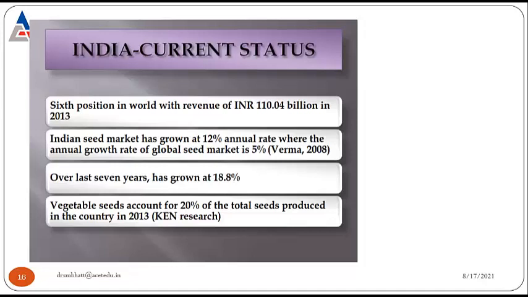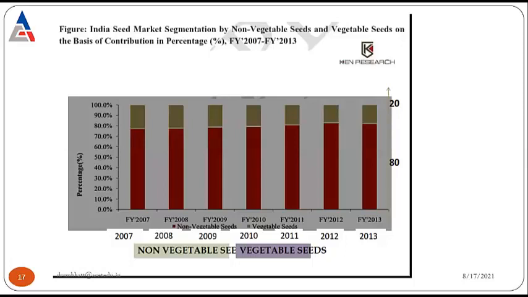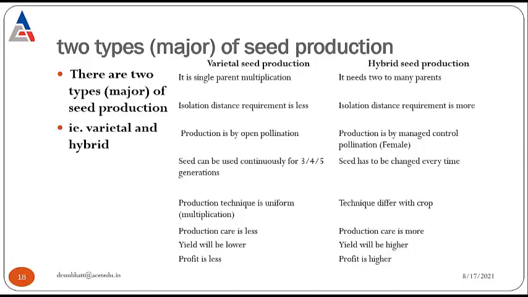Vegetable seed accounts for 20% of the total seed produced in the country in 2003, right? Okay, so you can see various kinds of vegetable seeds and other seeds are now produced in our country, and this is continuous growth from 2007 to 2013. And there are two types of seed production according to the classification, varietal and hybrid. We will discuss what varietal seed production is and what hybrid seed production is.